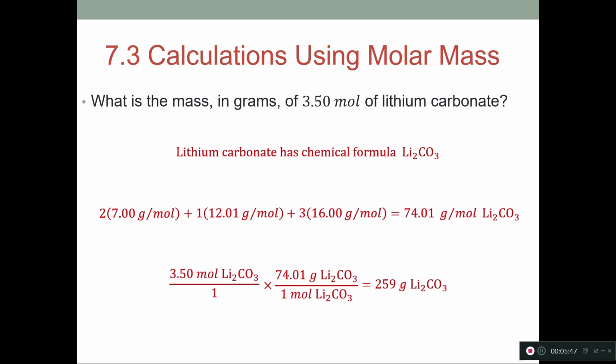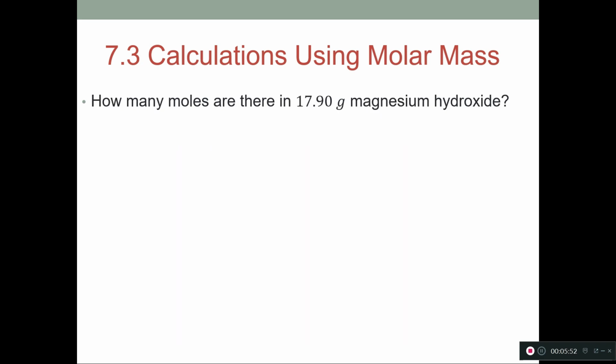That would give us 259 grams of the lithium carbonate for this one. The next one, how many moles are there in 17.90 grams of magnesium hydroxide? So the first thing we want to do is come up with the chemical formula for magnesium hydroxide. So that's Mg, then OH with a 2.